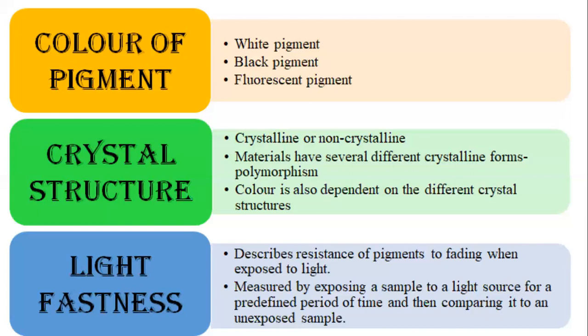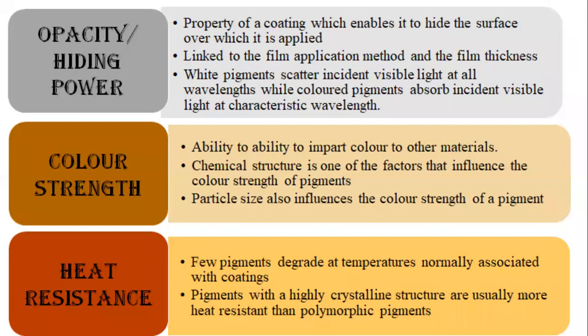So how do you measure light fastness? It is by exposing a sample to a light source for a predefined period of time, and then you compare it to a non-exposed sample to see the effect of the light on the pigment. The next slide, please.